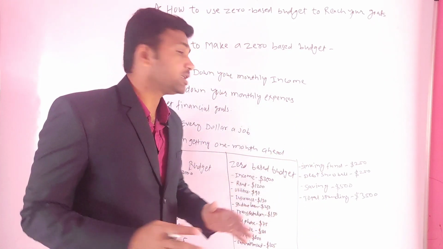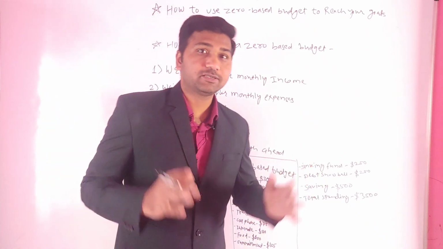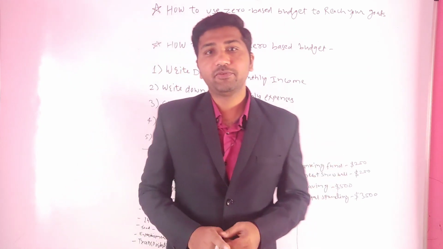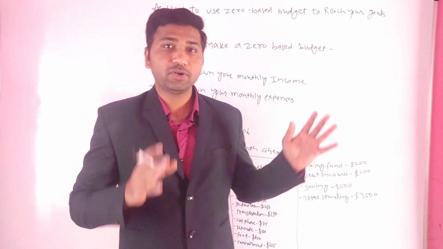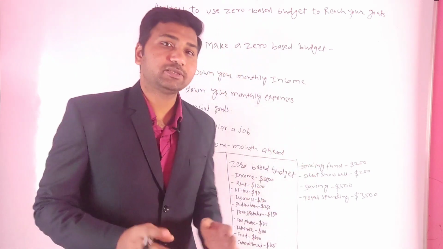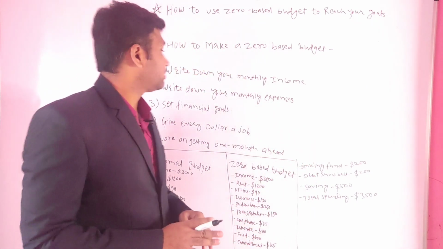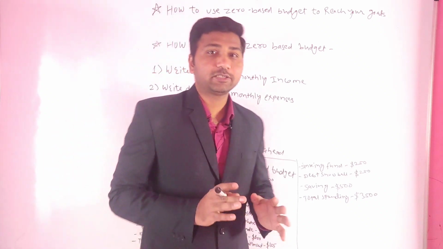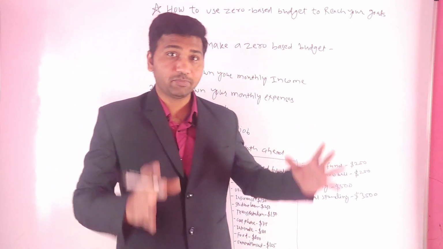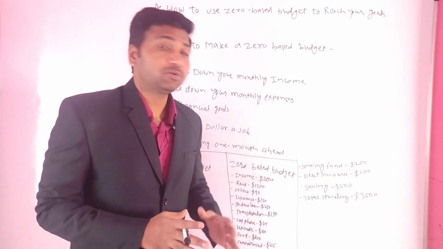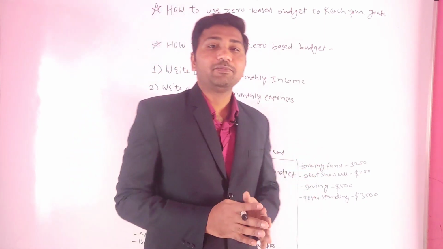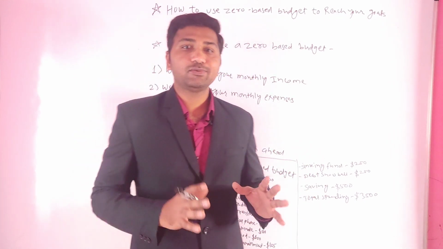Once you write down your income, the second step is to write down your monthly expenses. Before budgeting, it is very important to know your expenses, so take an Excel sheet or a pen and write down your monthly expenses. Third, set financial goals. After writing your monthly expenses, you can judge what financial goals you need to set in a certain period of time. Then fourth, give every dollar a job. That is very important to achieve your financial goal.